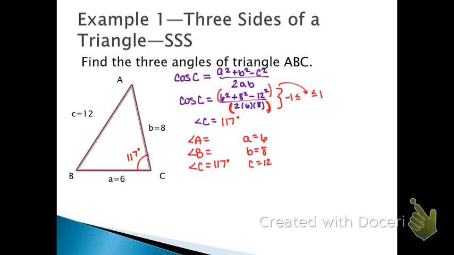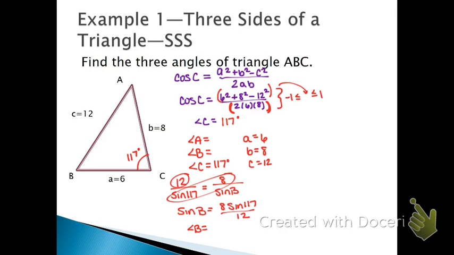So now we can say that 12 over sine of 117 equals, what do you want to find? Angle A or angle B? Angle B. That's okay. So 8 over sine of angle B. So do your cross multiply and divide. So sine of B equals 8 sine of 117 divided by 12. Now remember we're doing sine, so do the inverse sine to get angle B.